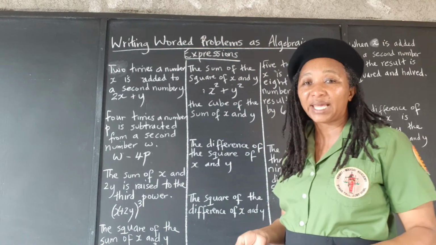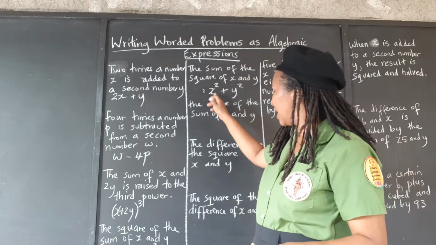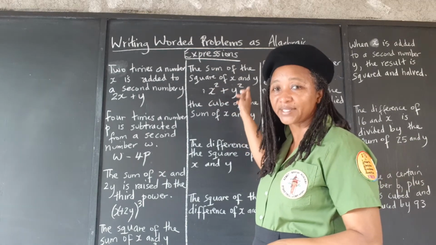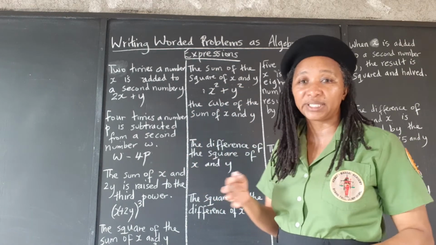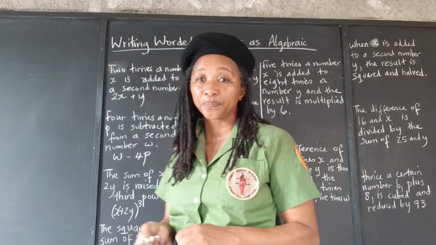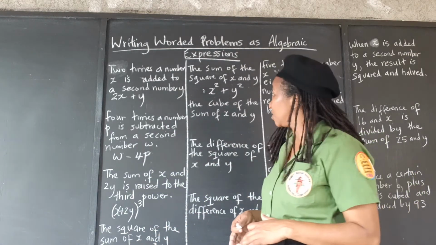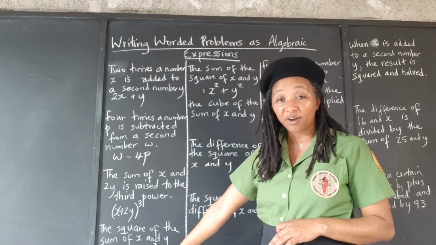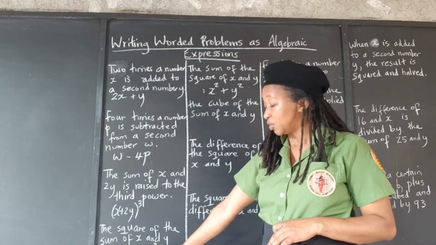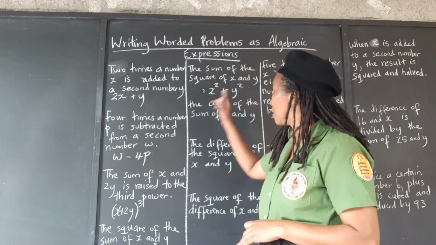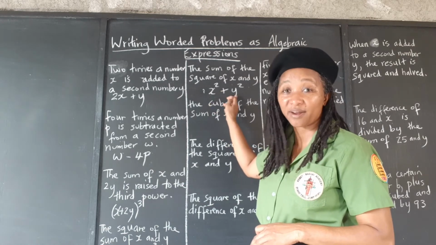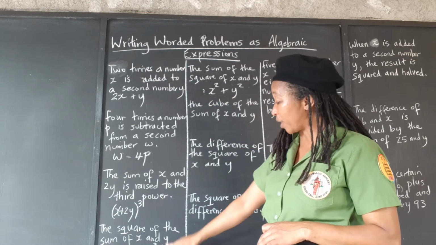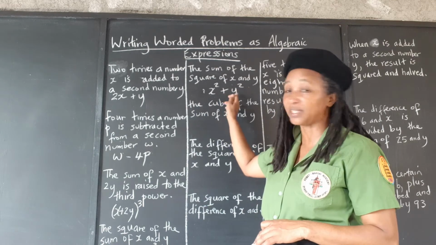We don't need a bracket this time because we can just express x squared, y squared. We can just put the power to indicate that we are squaring it. And then we're finding the sum. So this is the square of the sum. Totally different thing from the sum of the squares. Okay?